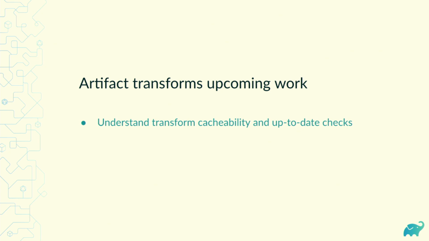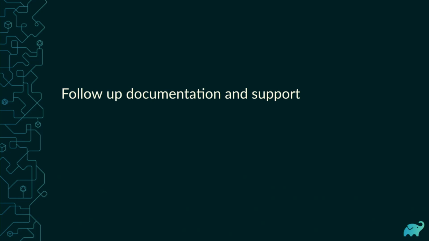There's more upcoming work in artifact transforms. Depending on what version of Gradle you have, in 8.2 and 8.3, you can now understand artifact transform cacheability as well as up-to-date checks. The initial version in 8.1 only showed very basic information and not whether it was cached or coming from the up-to-date check. We're also working on supporting more transform types, such as the Jetifier transform, which is one of the most widely used artifact transformations in Android builds. And that was my last slide.